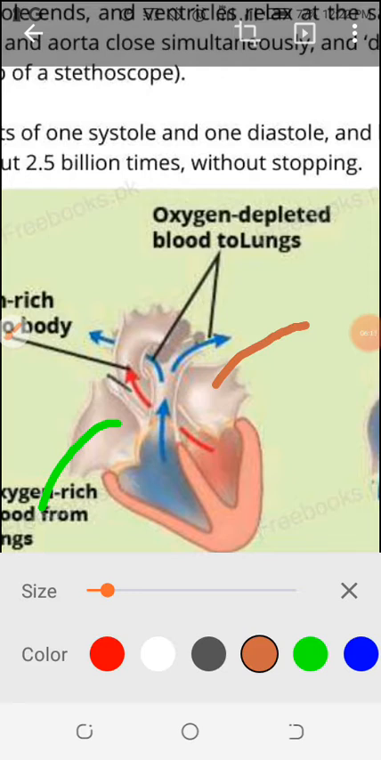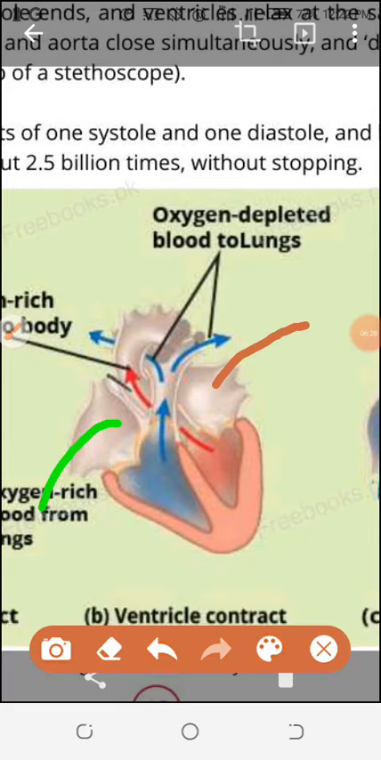When atria contract, this pressure is called systolic pressure. When the ventricles contract, that is called diastolic pressure. I would like to explain once again. When atria contract, atrial systole. When ventricle contract, which is the ventricular systole.